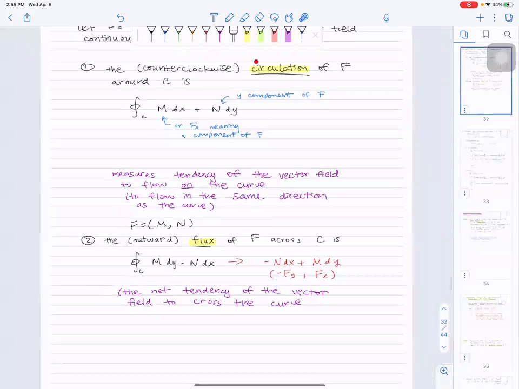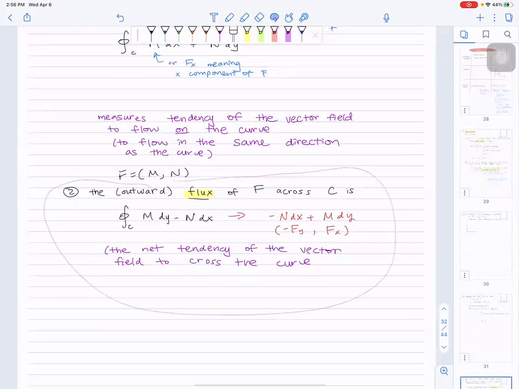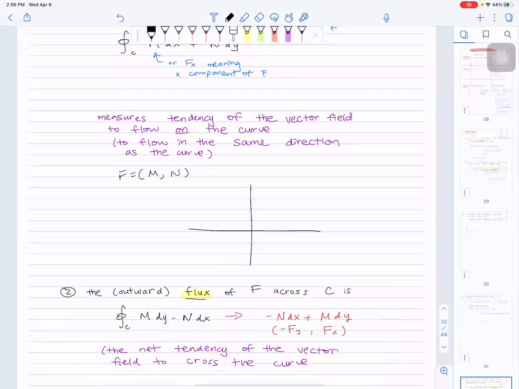Okay, and circulation, by the way, measures the tendency of your vector field to flow along the curve, meaning flowing in the same direction. There's a practice problem, like number 30-something, where you have this vector field that goes this way in the black arrows, and your curve is the red one going this way. Then you can say the circulation is negative, because your vector field is going one way and your curve is going the other way. So you're not flowing in the same direction: negative.